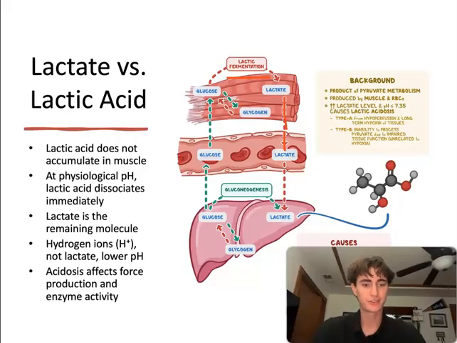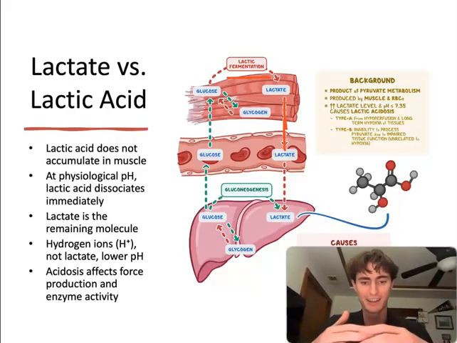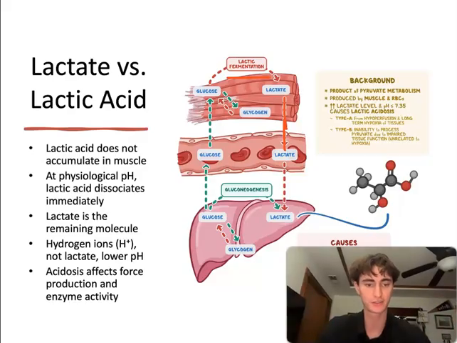So lactate is a stable molecule that can be transported in the blood, as we see it go through the bloodstream. And hydrogen ions accumulate separately and are responsible for lowering the pH. The drop in pH is what contributes to the burning sensation that you feel during higher intensity exercise.